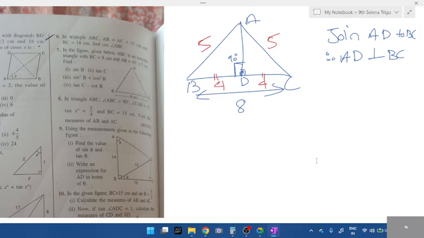What have they asked us to find in the first question? Sine B. Sine B is in which triangle? Left hand or right hand? Left triangle. Simple question. Complete this. Find hypotenuse, find AD, students. Complete this question.